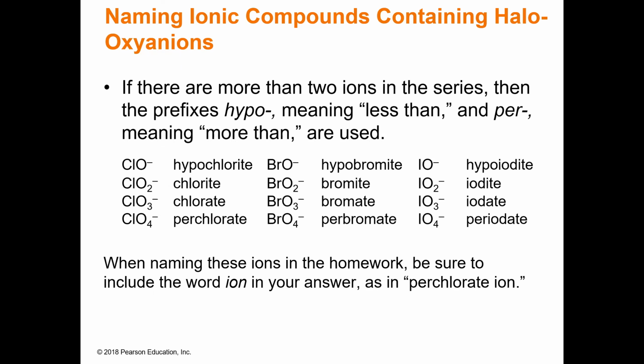When we have more than 2 oxyanions in a series, we use prefixes too. Hypo means even fewer oxygen atoms than the ITE version. Per means more oxygen atoms than the ATE version. So for chlorine, ClO- is called hypochlorite. ClO2- is called chlorite. ClO3- is named chlorate. ClO4- is named perchlorate. These patterns are mirrored in other halogens like bromine and iodine.